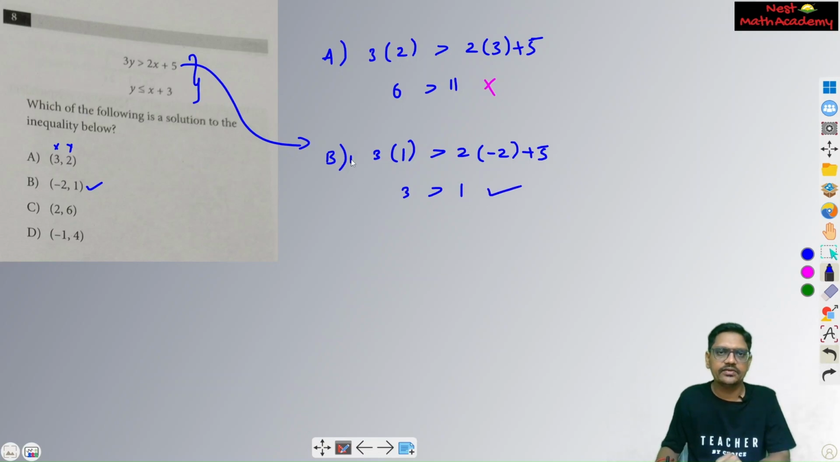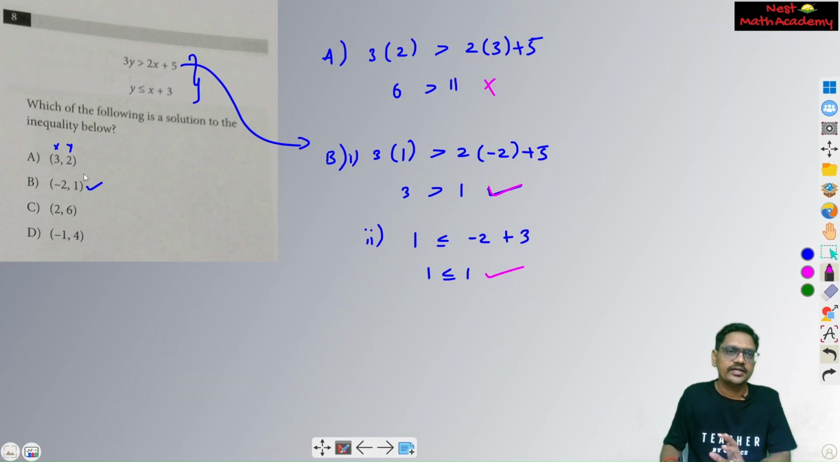Then check the second inequality. y, which is 1, is less than or equal to x minus 2 plus 3. So 1 is less than or equal to 1 here. Equality is there, so it holds good. Less than or equal, any one of them. So this point satisfies both the inequalities. That means it is part of the solution. Simple. The remaining will not satisfy. There is only one correct option. Now we got option B, so no need to check options C and D.